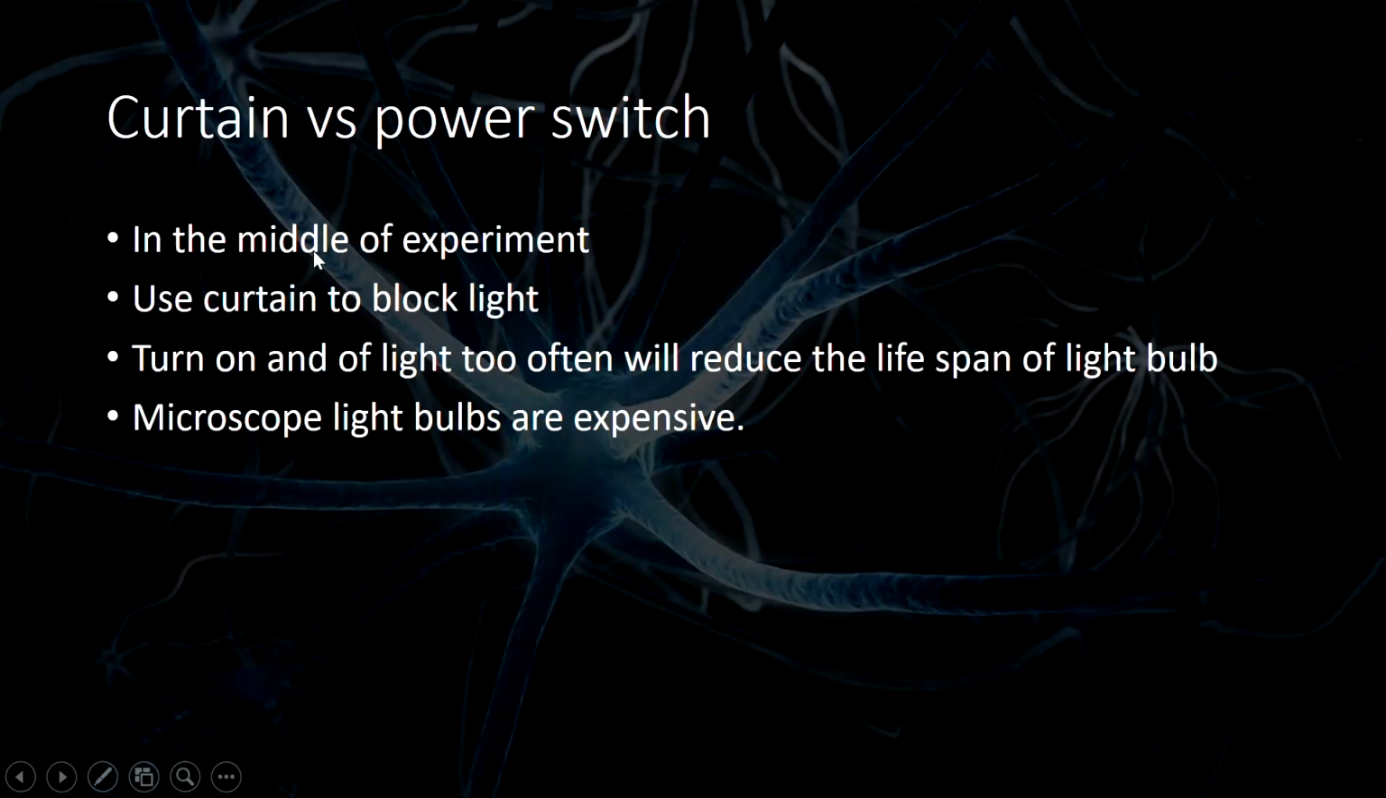So the question is, why are there curtains? If there is a power switch, just turn off the light, right? Usually we use a curtain in the middle of the experiment to block light, because turning the light on and off too often will reduce the lifespan of the light bulb. That's why we use the curtain to temporarily block the light instead of turning off the power switch. Obviously, the microscope light bulb is expensive.